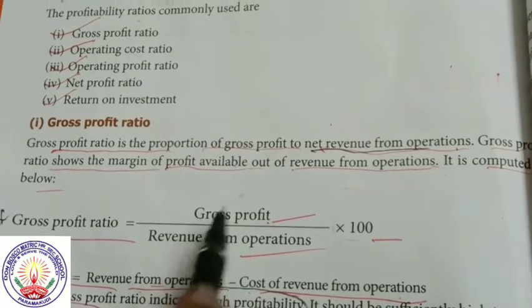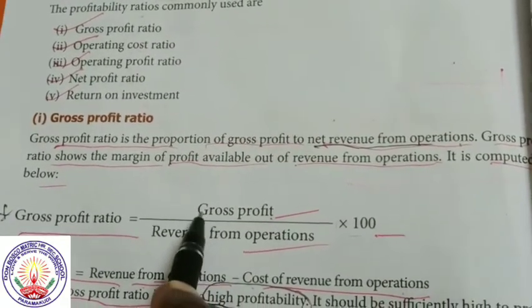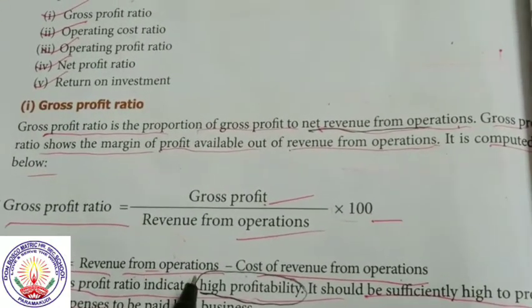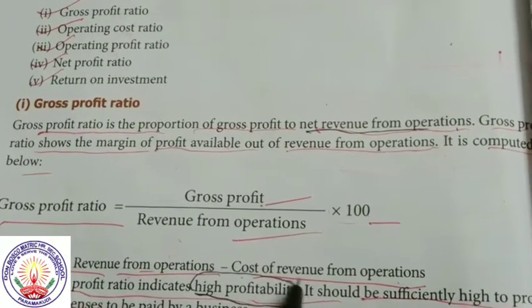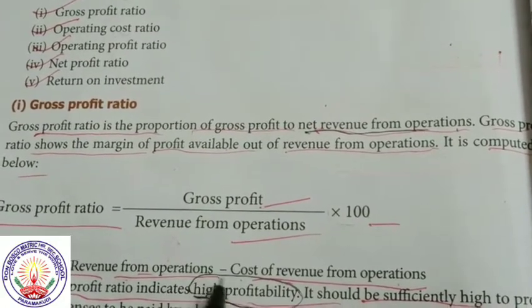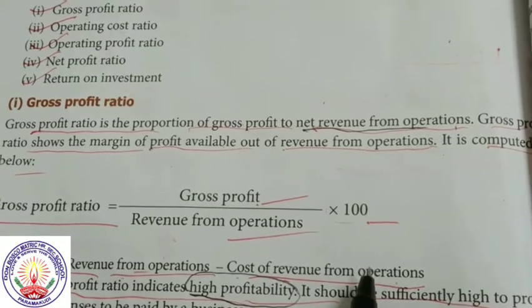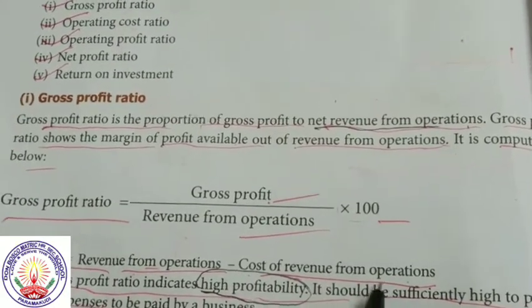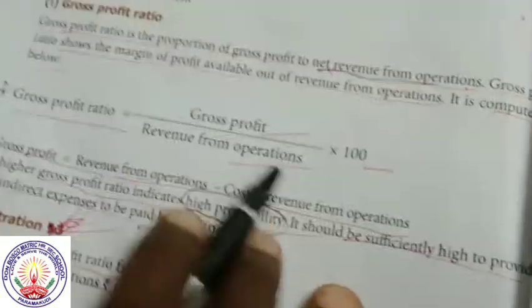Now, gross profit, how to find it? Gross profit equals revenue from operation minus cost of revenue from operation. Revenue from operation means only the income earned, minus cost of revenue from operation, where cost means the expense you incur for the business. It is a formula.